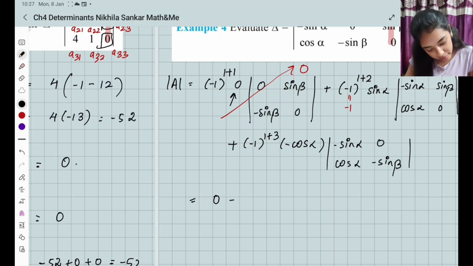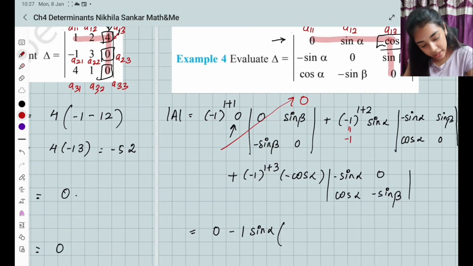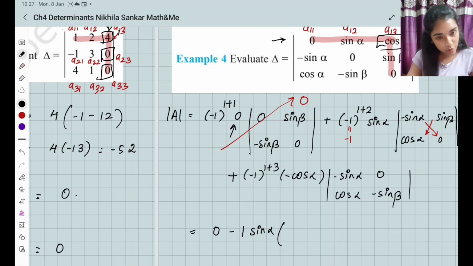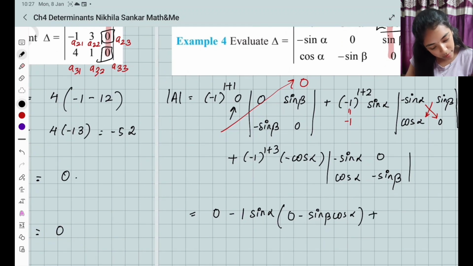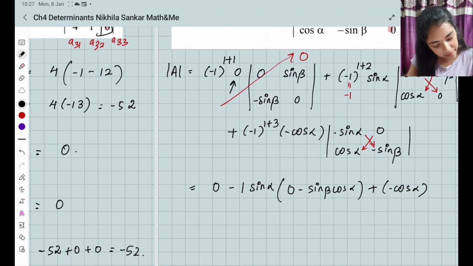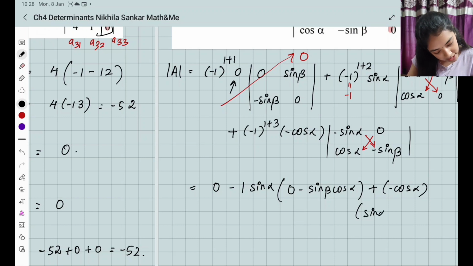So minus 1, I have minus 1 times sin alpha times, now what is in the determinant? In the determinant I have to cross multiply. So this minus this. So the first term becomes 0. Minus sin alpha times 0 is 0. So 0 minus sin beta cos alpha. Now the last term, minus 1 to the power 4, which is going to be a plus 4 times, I have minus cos alpha. Now when I cross multiply the determinant, this is going to be sin alpha sin beta minus 0. So this is going to be, write it here, sin alpha sin beta minus 0.